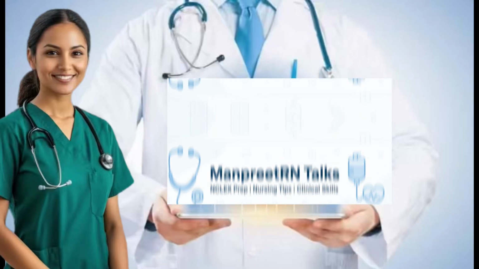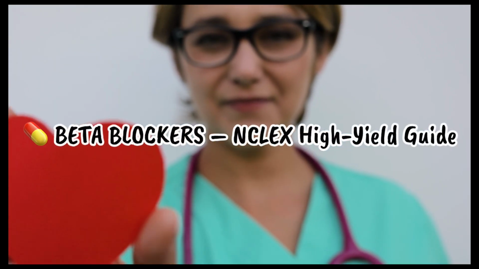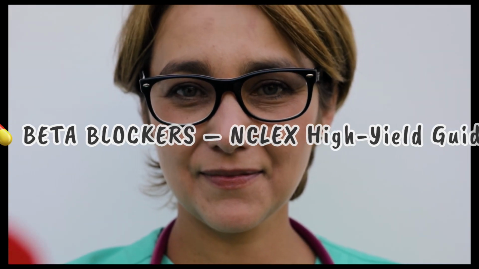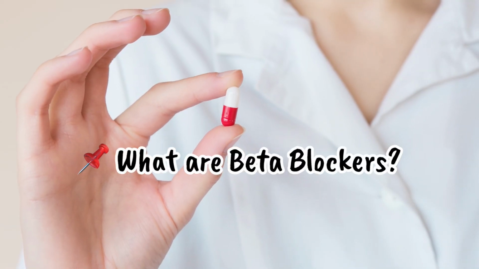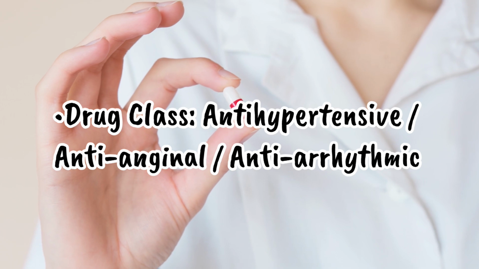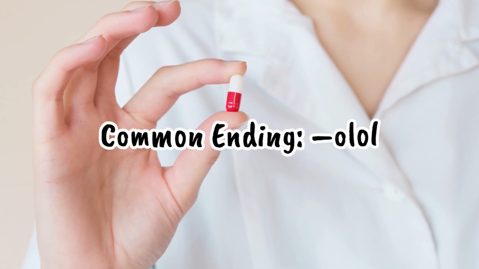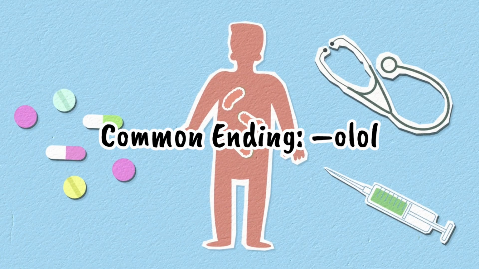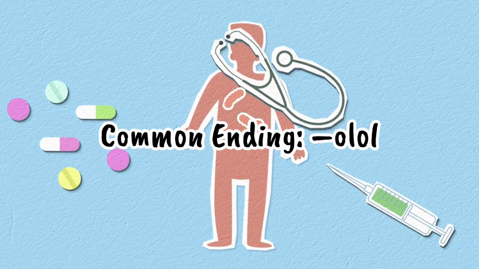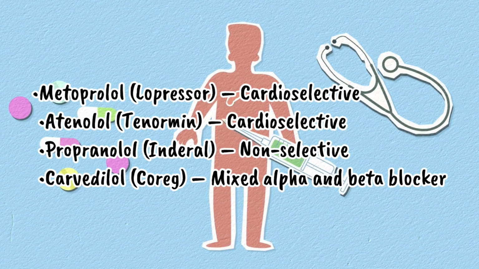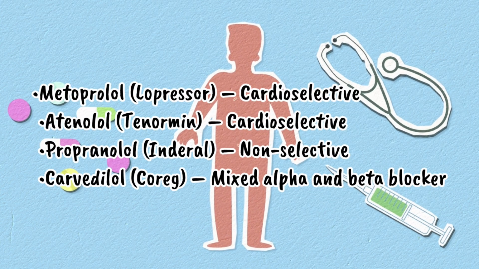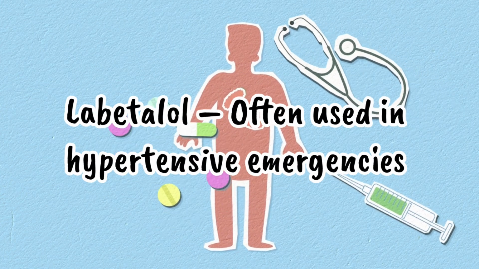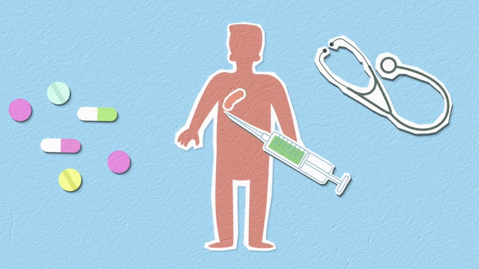In this video, we are going to discuss the next cardiac drugs you need to know for the NCLEX exam: the beta blockers. So what are beta blockers? The drug classes are antihypertensive, anti-anginal, and antiarrhythmic. A common ending is -olol. You can remember that drugs ending in -olol are beta blockers. For example, metoprolol, atenolol, propranolol, carvedilol, and labetalol. Labetalol is often used in hypertensive emergencies.